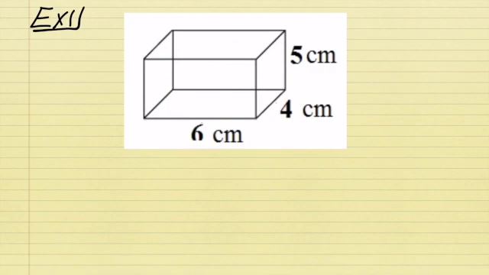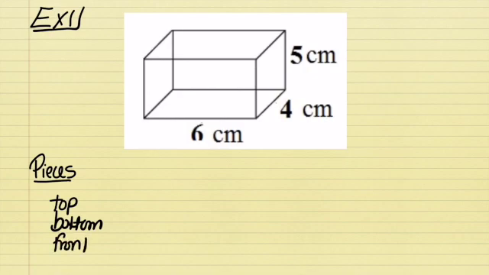If you know me by now, I have a pretty set structure on how we can solve most problems. So here is the basic structure for finding surface area. The first thing I want you to do is to list all of the pieces. So for this box, we have a top. If we have a top, we have a bottom. We have a front. If we have a front, we have a back. And then we have a left side and a right side.